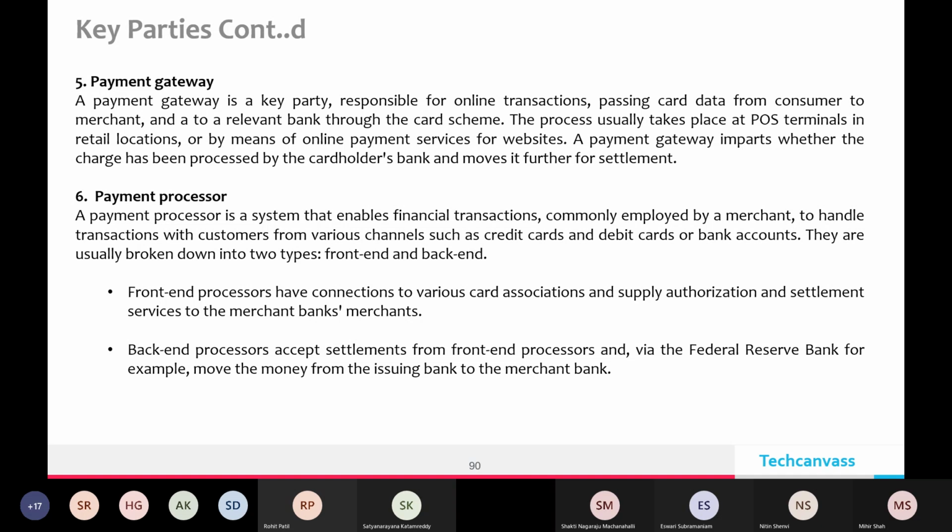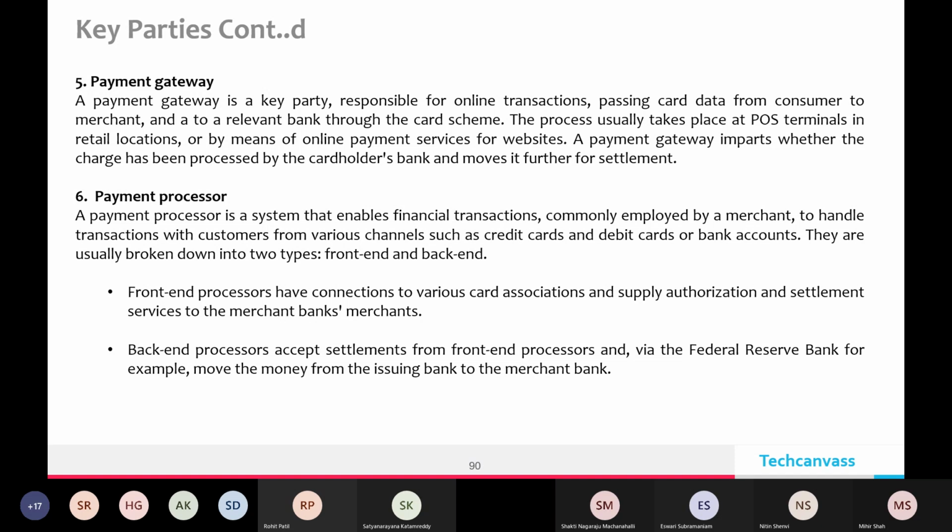Again, we have two types of payment processors. One is the front-end processor, who does the authorization of the messages, whereas the back-end processor handles the funds movement from the card issuing bank to the acquiring bank and then to the merchant.